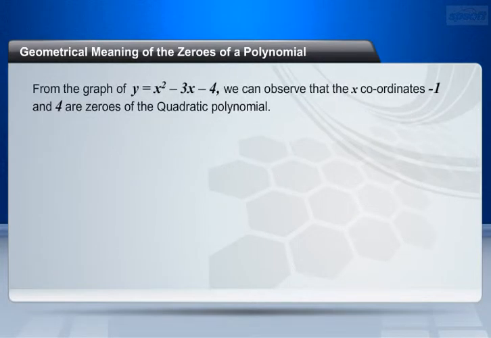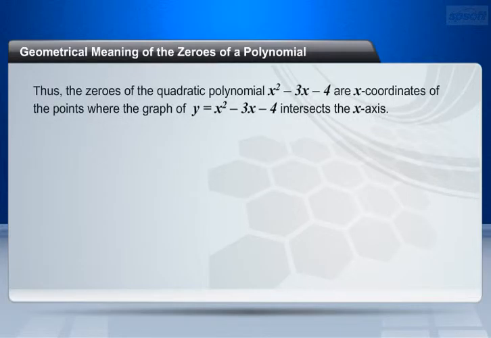From the graph of y is equal to x square minus 3x minus 4, we can observe that the x coordinates minus 1 and 4 are zeros of the quadratic polynomial. Thus, the zeros of the quadratic polynomial x square minus 3x minus 4 are x coordinates of the points where the graph of y is equal to x square minus 3x minus 4 intersects the x-axis.